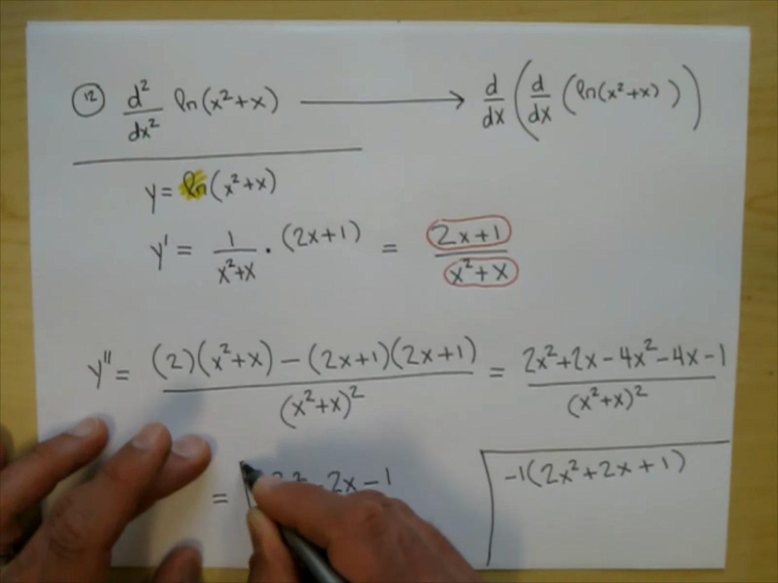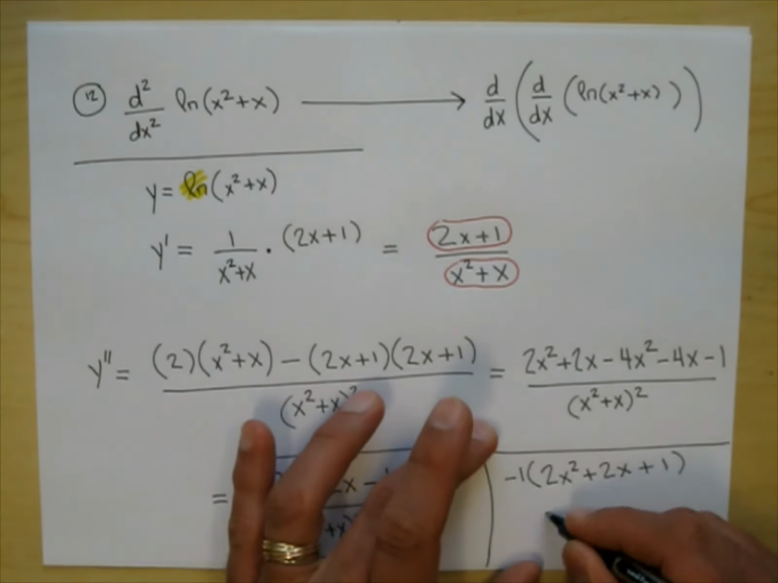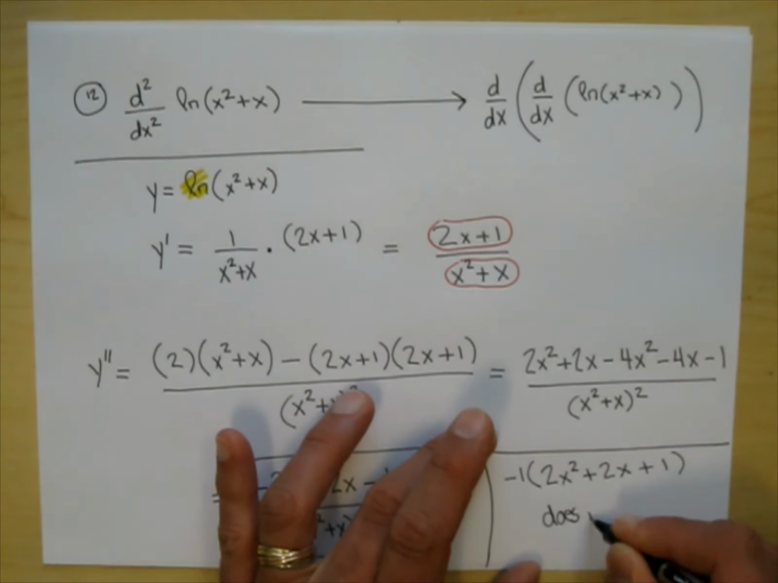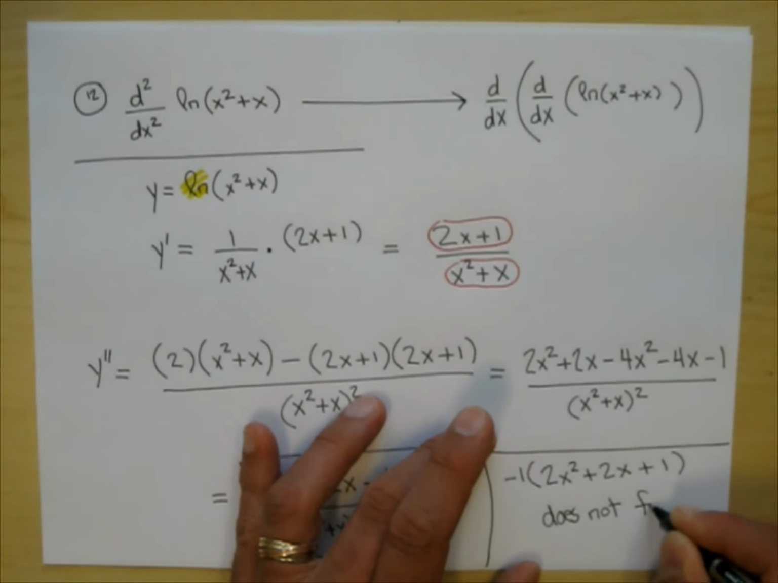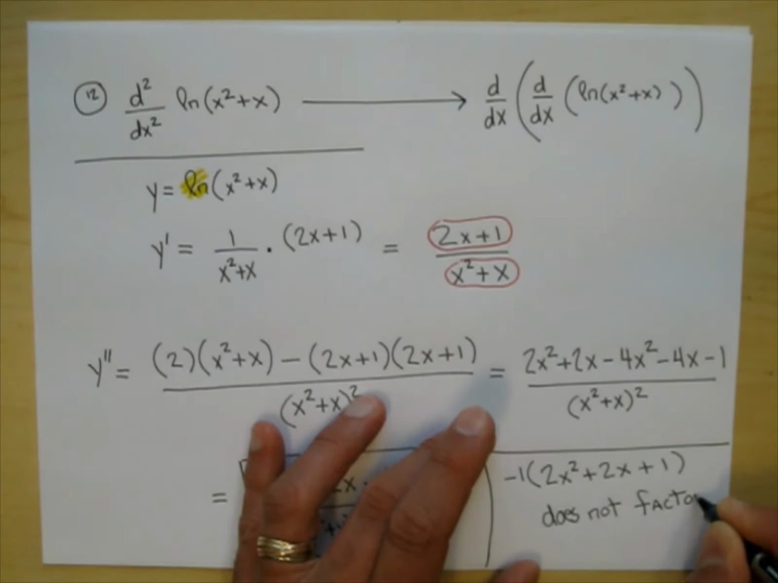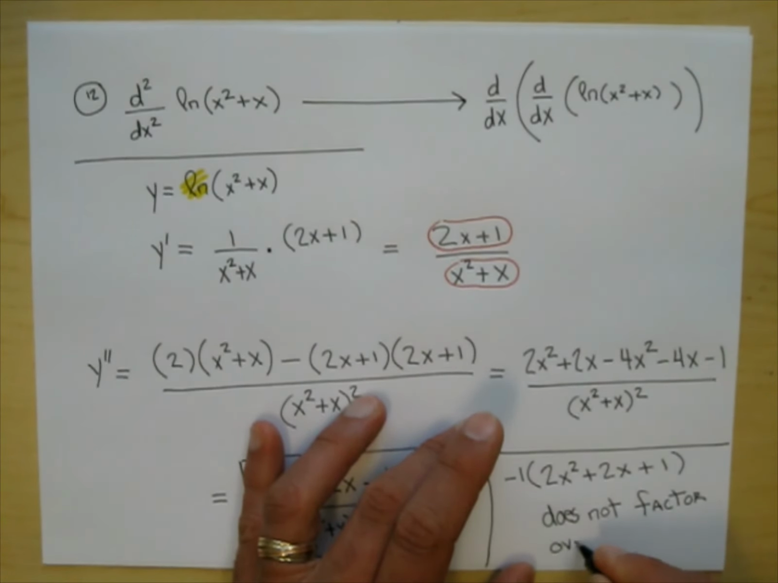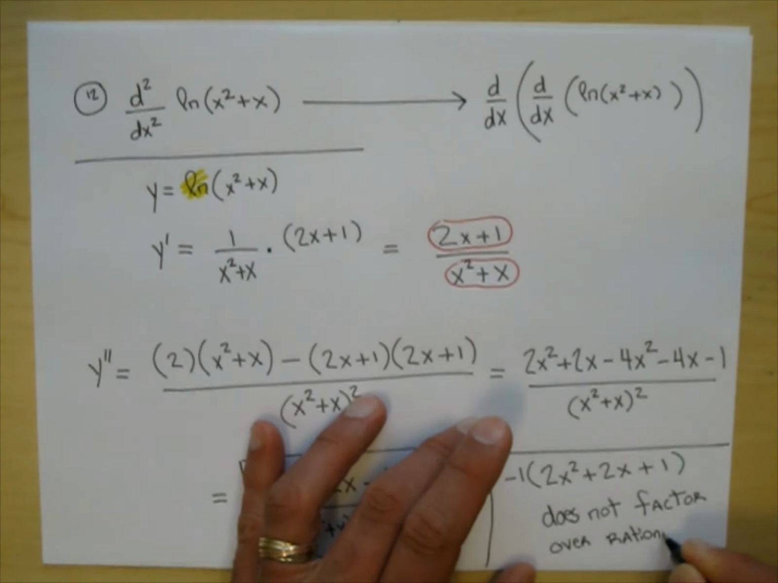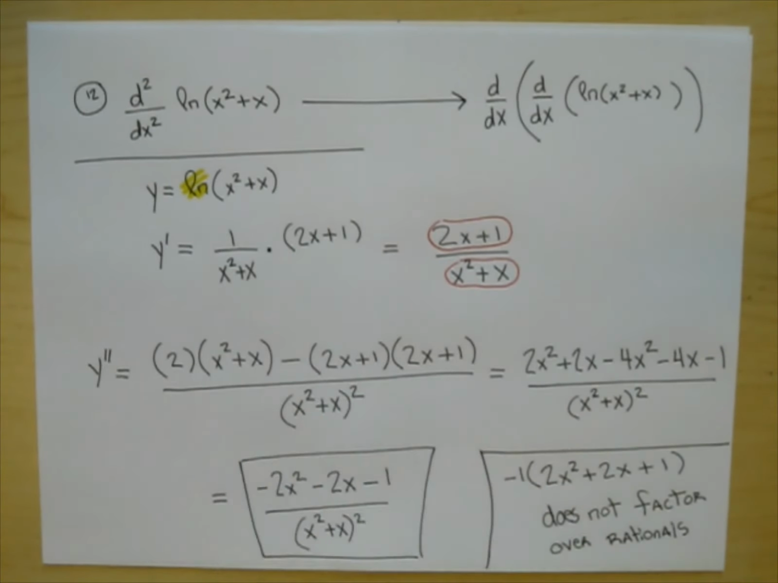This is our answer. And I better write does not factor. And usually most teachers will say that, does not factor. But I'm going to say over rationals, because it does factor over the complex numbers. Now if you're thinking, what did you just say? Forget what I just said on that. There is the second derivative.